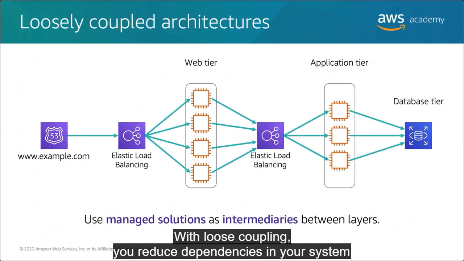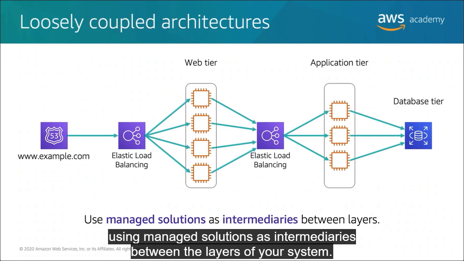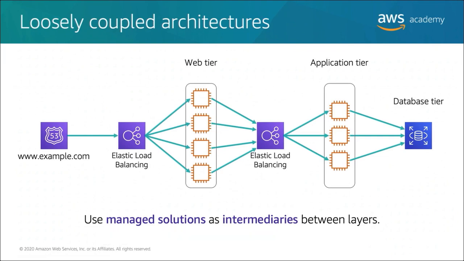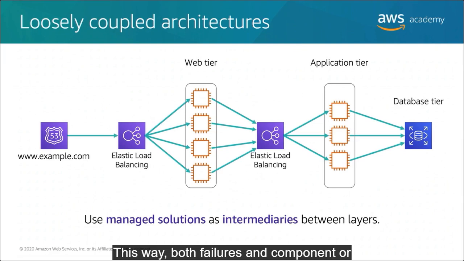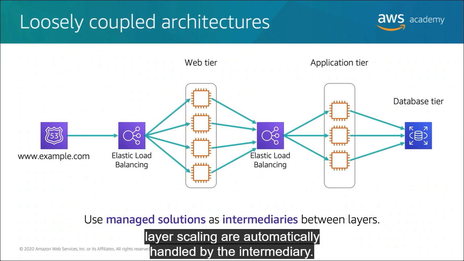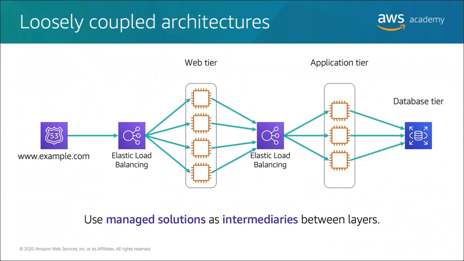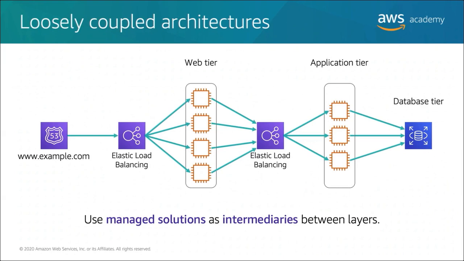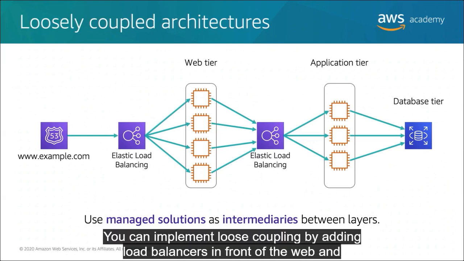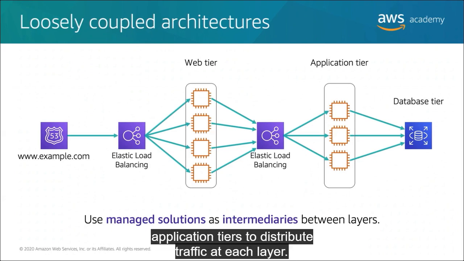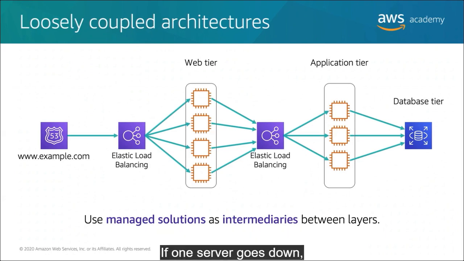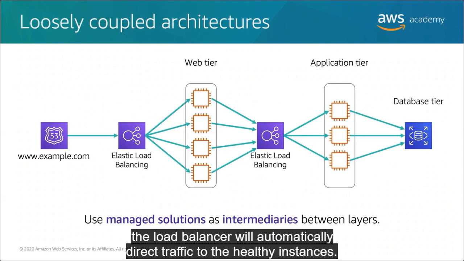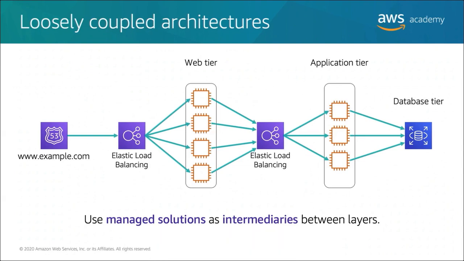With loose coupling, you reduce dependencies in your system using managed solutions as intermediaries between the layers of your system. This way, both failures and component or layer scaling are automatically handled by the intermediary. We'll now consider the three-tier web application architecture again. You can implement loose coupling by adding load balancers in front of the web and application tiers to distribute traffic at each layer. If one server goes down, the load balancer will automatically direct traffic to the healthy instances.